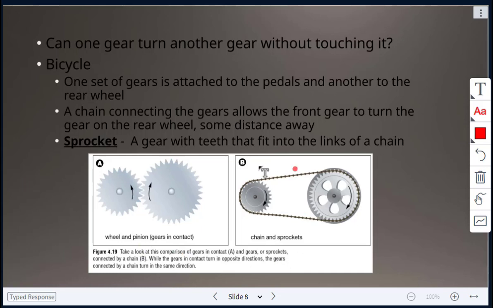So one advantage of this here is in image A, the gears are turning in opposite directions, but here, notice when we're looking at the chain and sprockets, they're turning in the same direction. They're both turning in clockwise direction. So that would be an advantage of using the sprockets and the chain.